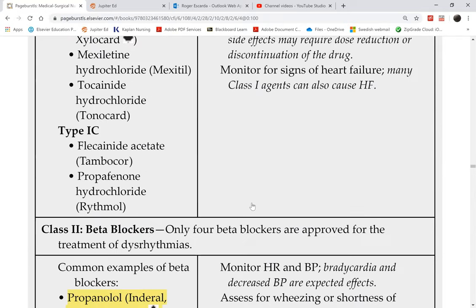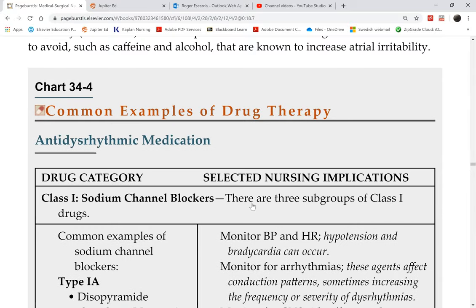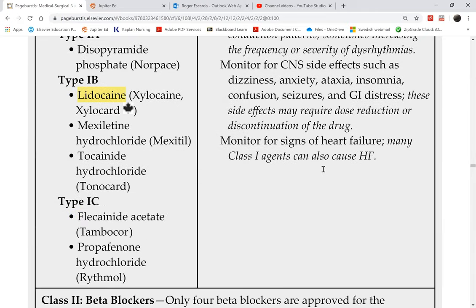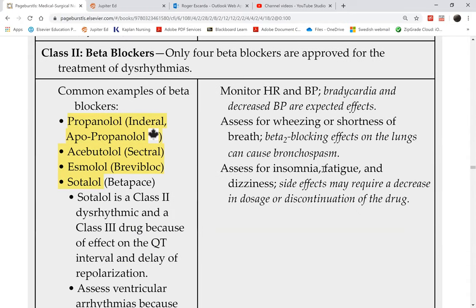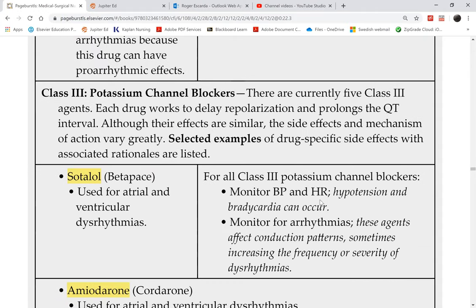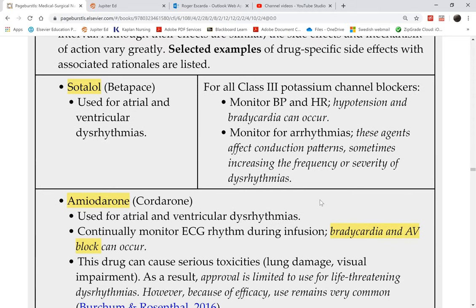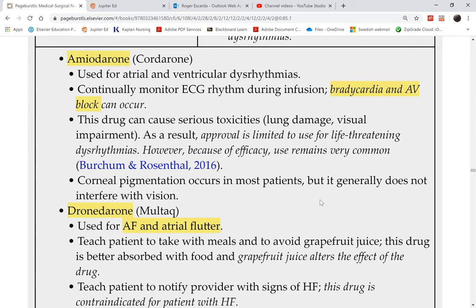If you look at this chart, look at the drugs I said to read, what do you notice is a common theme under the nursing implications? What do these drugs cause other than the therapeutic effect that you intend for it to do? They cause hypotension and bradycardia. Right, meaning they are antidysrhythmics, right? But yet, what side effect do they have in common? Right. Decreased heart rate.